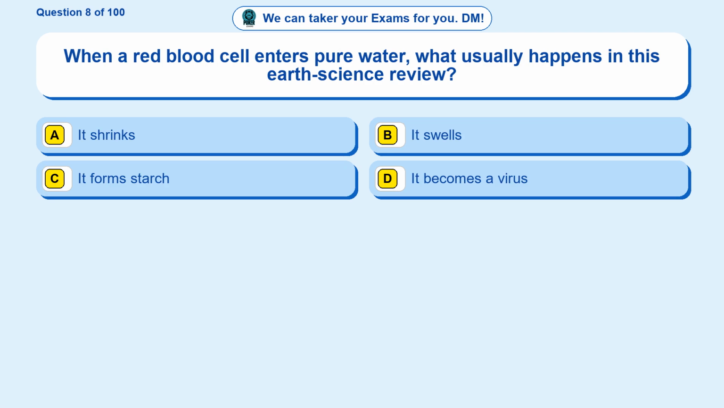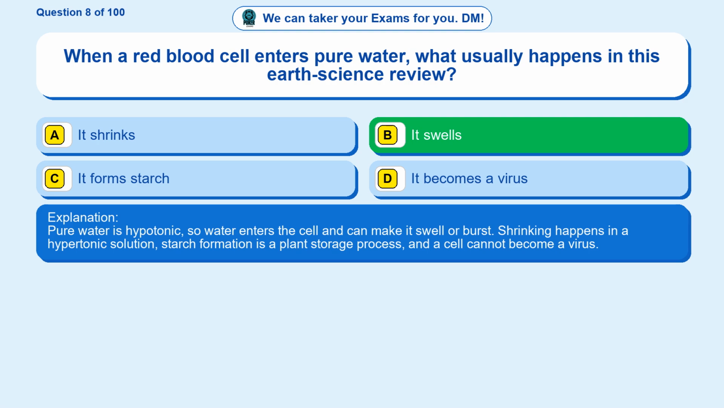Question 8. When a red blood cell enters pure water, what usually happens in this Earth Science Review? Option A, it shrinks. Option B, it swells. Option C, it forms starch. Option D, it becomes a virus. The correct answer is option B. It swells. Pure water is hypotonic, so water enters the cell and can make it swell or burst. Shrinking happens in a hypertonic solution, starch formation is a plant storage process, and a cell cannot become a virus.